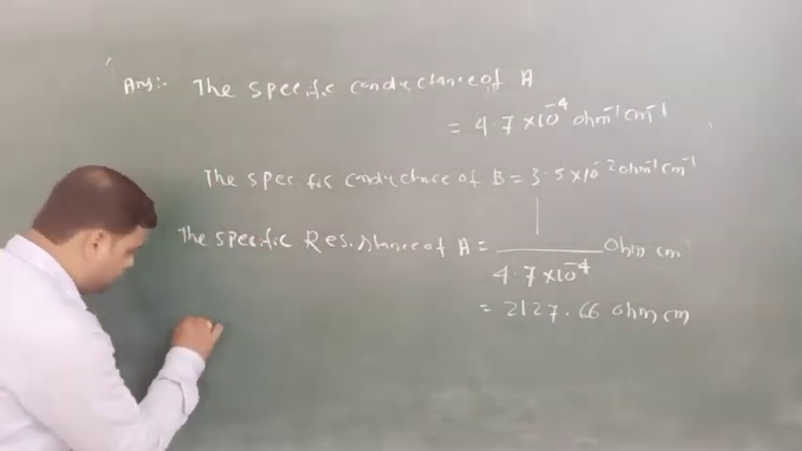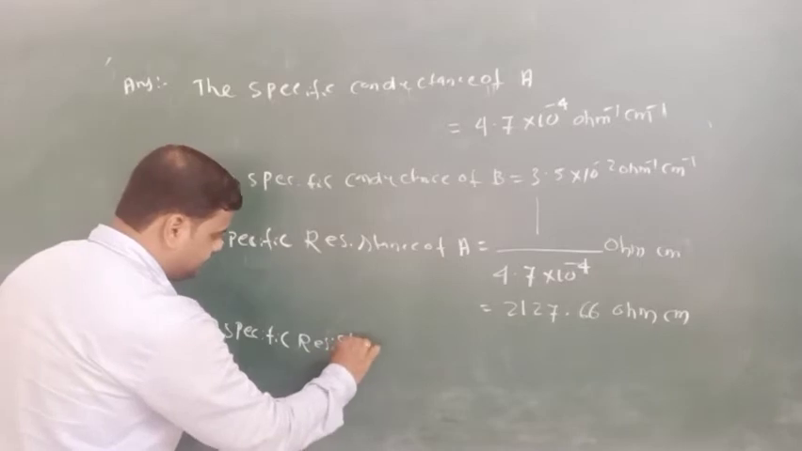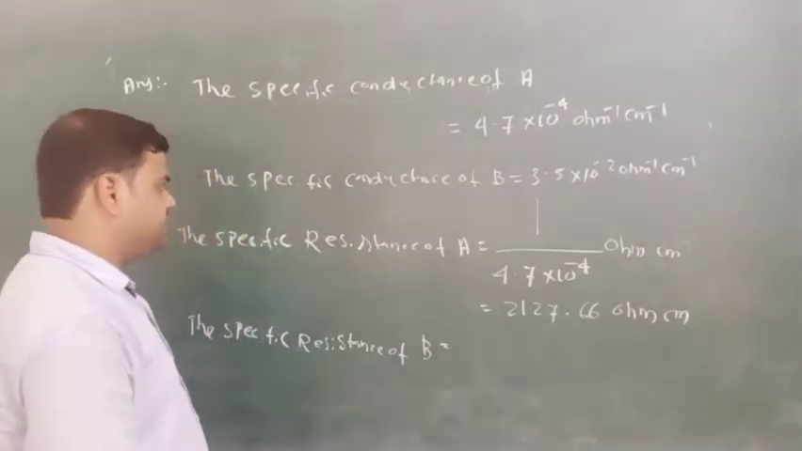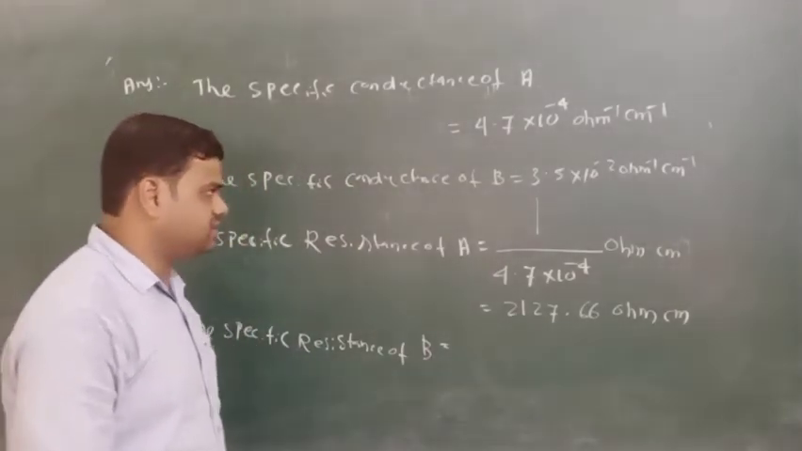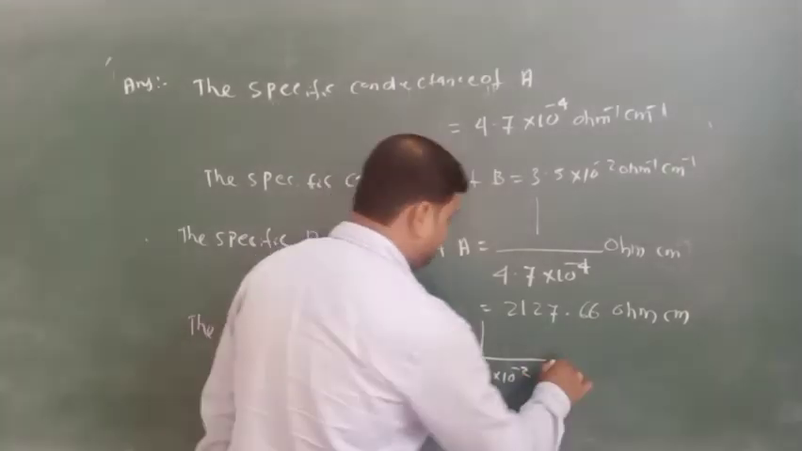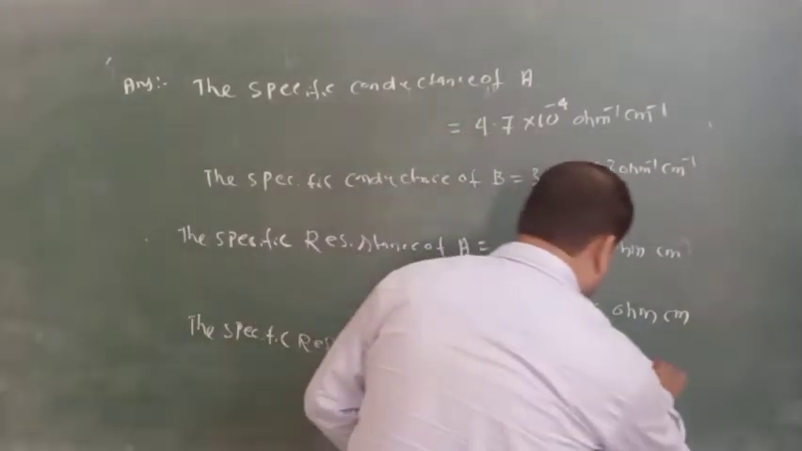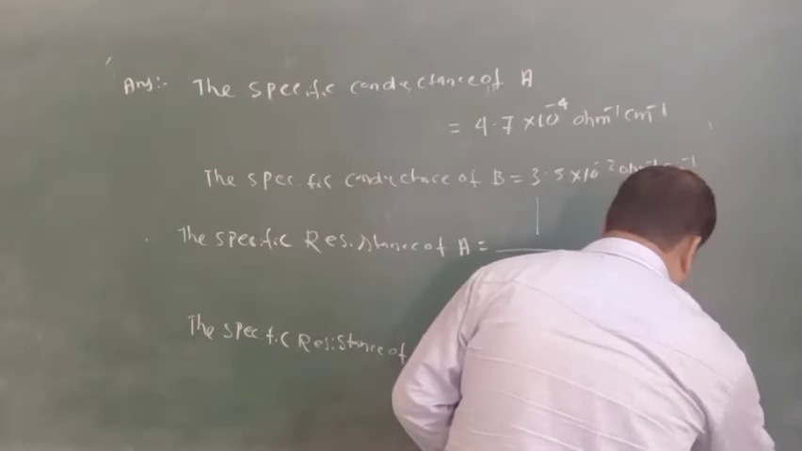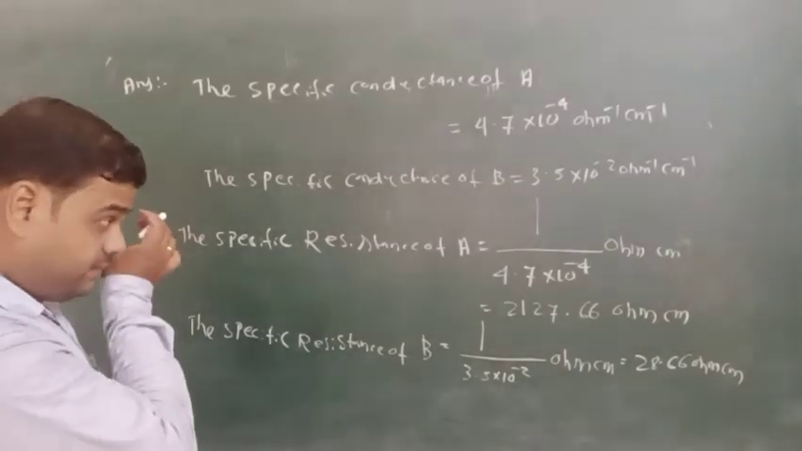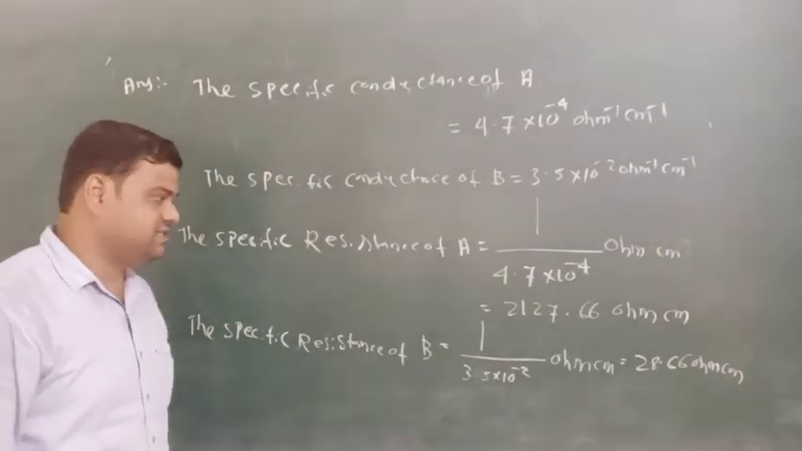Likewise, the specific resistance of B is equal to the reciprocal of the specific conductance. So we write 1 by 3.5 × 10^-2, and the value will be 28.66 ohm cm. So we have calculated the specific resistance of A and the specific resistance of B.